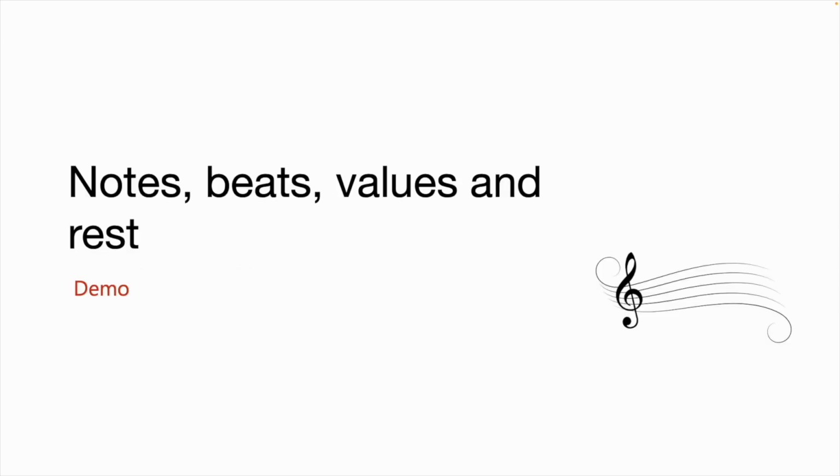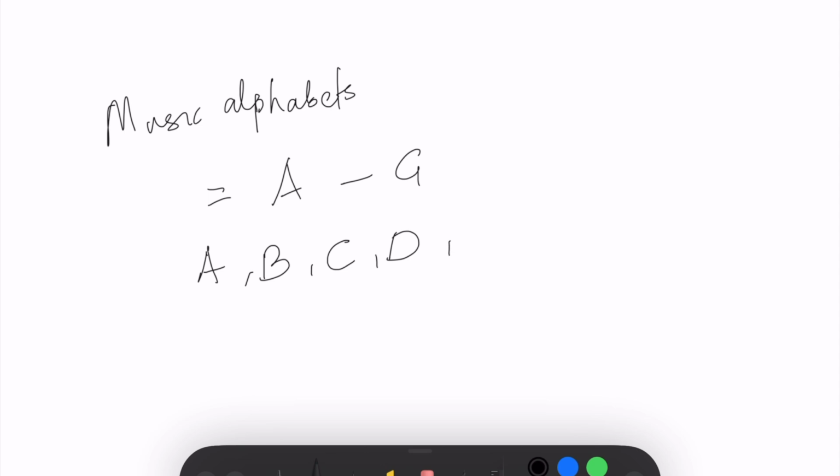So let's have some demo where we look at this practically. Let's get to the drawing board. Now, what are the names of the notes that we have in music? First of all, let us talk about music alphabets. Music alphabets are from A to G. A to G meaning A, B, C, D, E, F, and G.